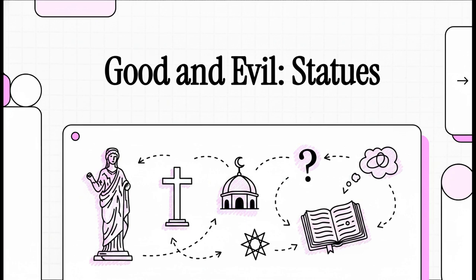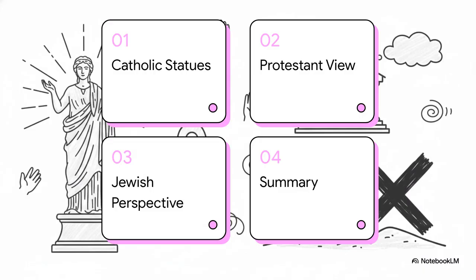If you want to absolutely ace this section of your exam, understanding these visual, physical, and historical differences is key. So here is our roadmap for today. We're looking at 1. Statues in Catholic churches, 2. The Protestant opposition, 3. The Jewish perspective, and 4. We'll get those core differences summarized for your notes. Let's get right into it.